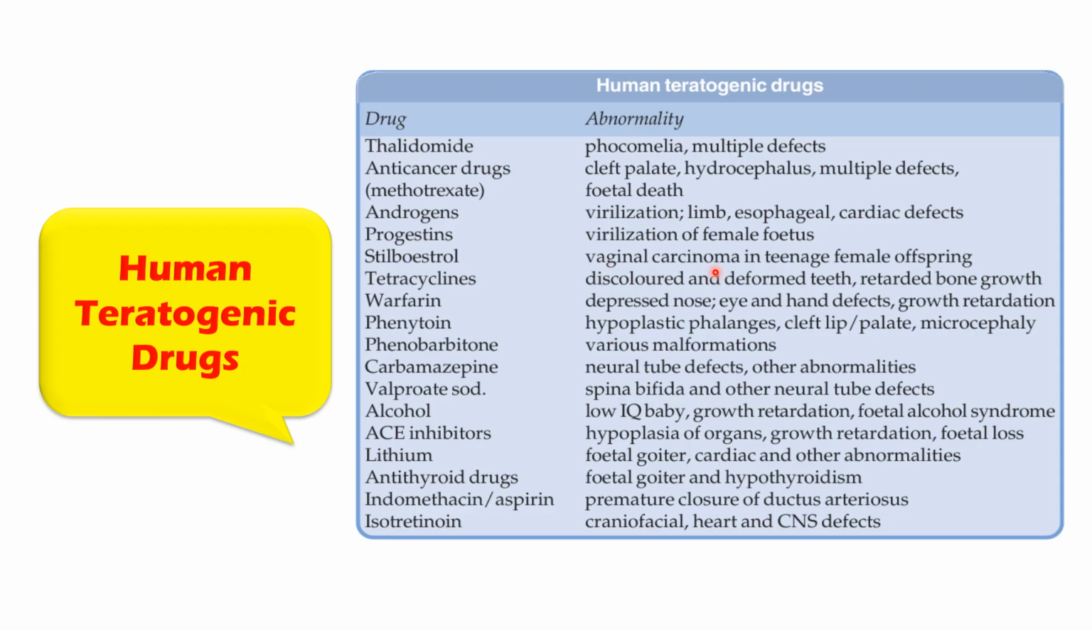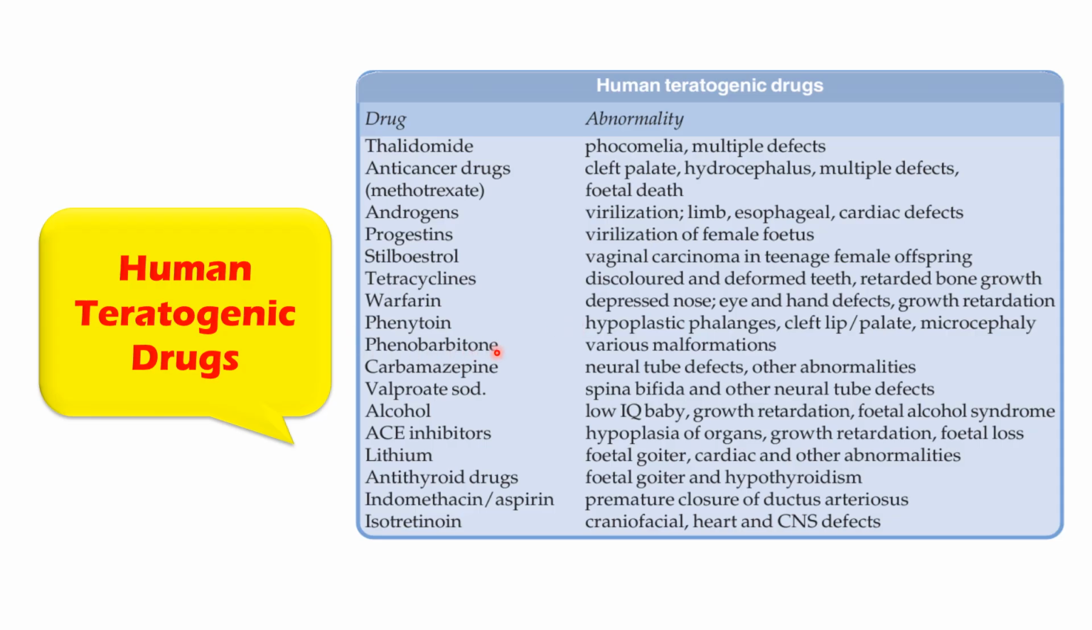Stilbestrol can cause vaginal carcinoma in teenage female offspring. Tetracyclines can lead to discolored and deformed teeth, then retarded bone growth. Warfarin, which is an oral anticoagulant, can cause depressed nose, eye and hand defects, and growth retardation. Phenytoin, which is an anti-epileptic drug, can cause hypoplastic phalanges, cleft lip or palate, and microcephaly.